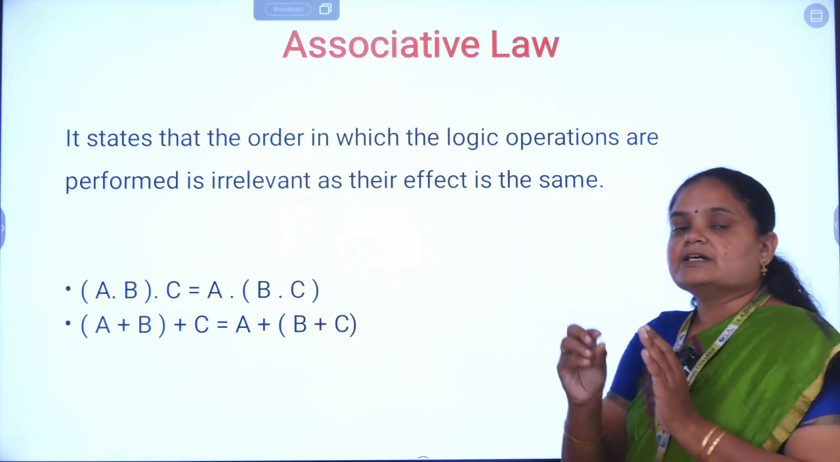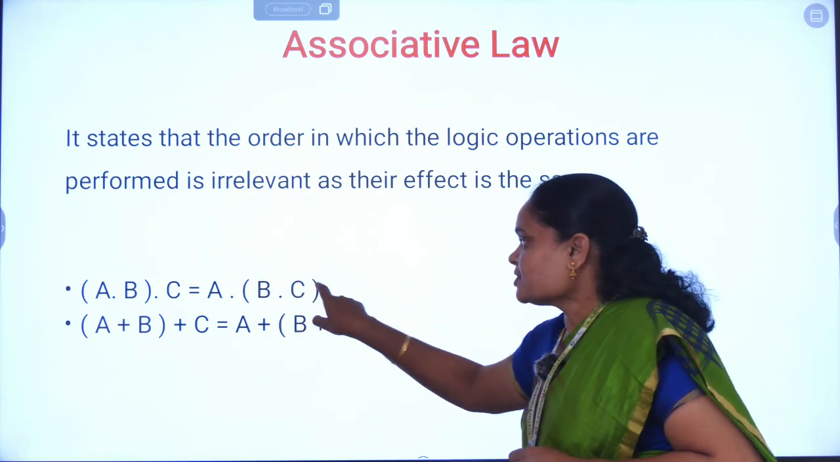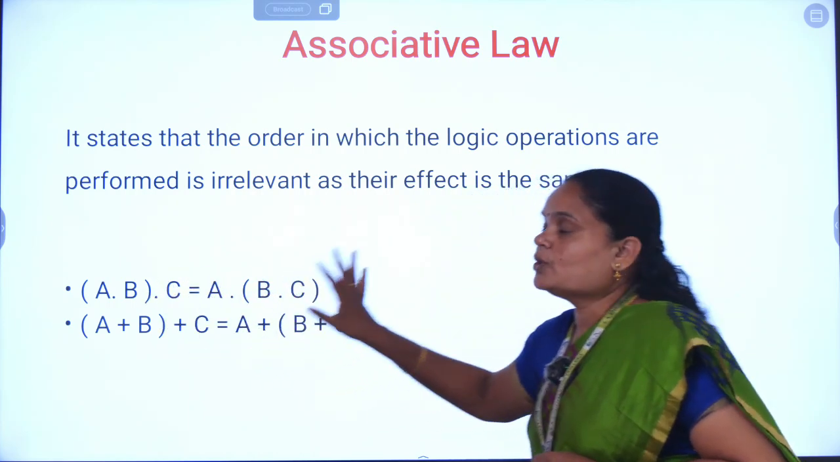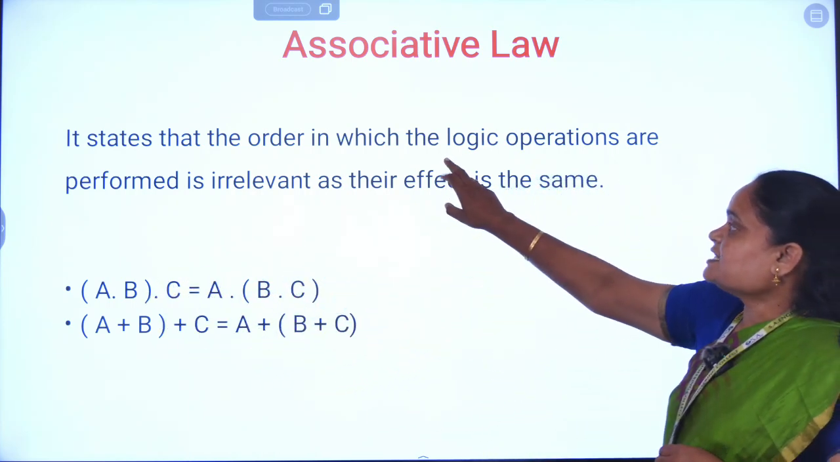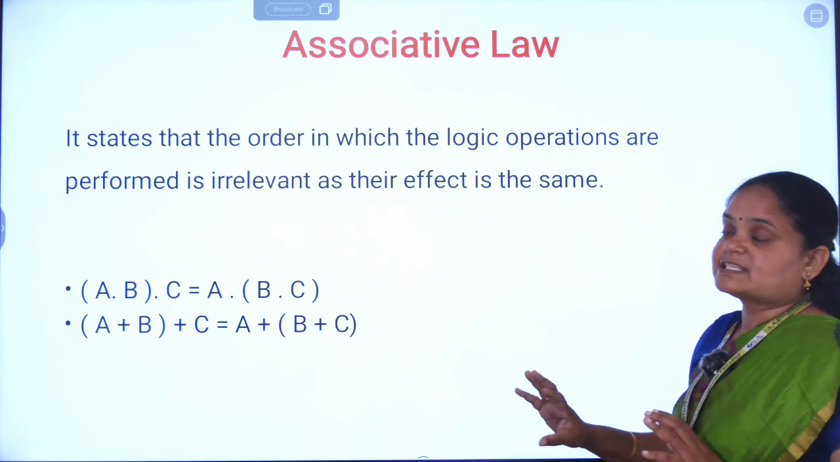A dot B dot C is equal to A dot B dot C, grouped differently. So the expression is interchanged, but there is no effect on the output. It states that the order in which the logical expressions are performed has no effect.